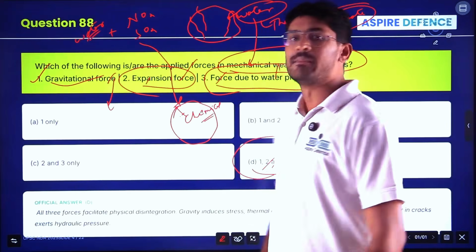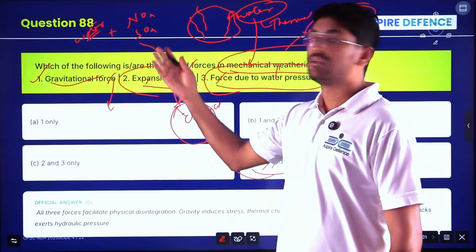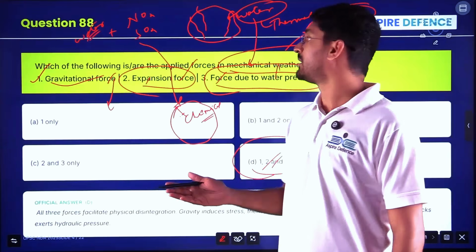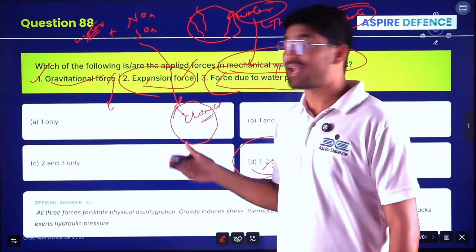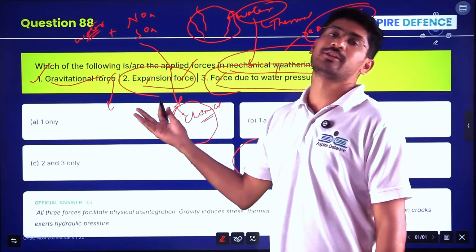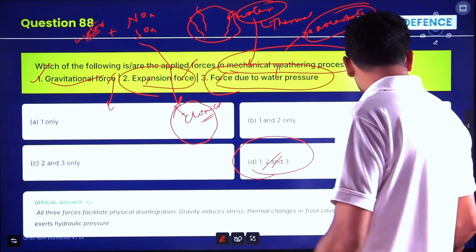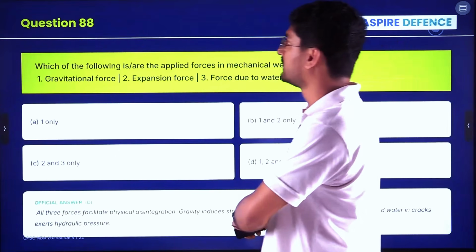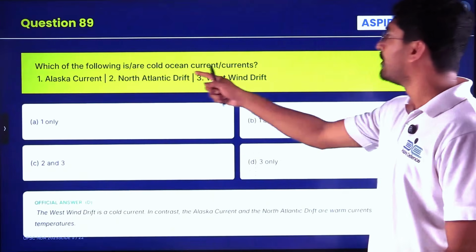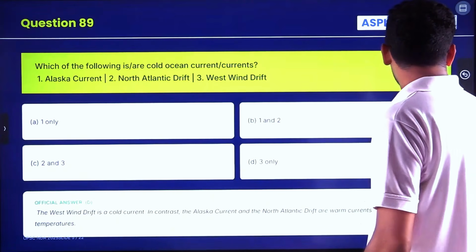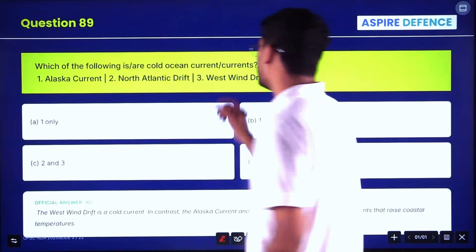Okay, that is chemical weathering. If carbon dioxide mixed with water, carbonic acid forms. If that acid disintegrates the rock, that also leads to chemical weathering. So I hope you have understood this topic. Next question, we'll see which of the following are cold and hot ocean currents. See, very important.